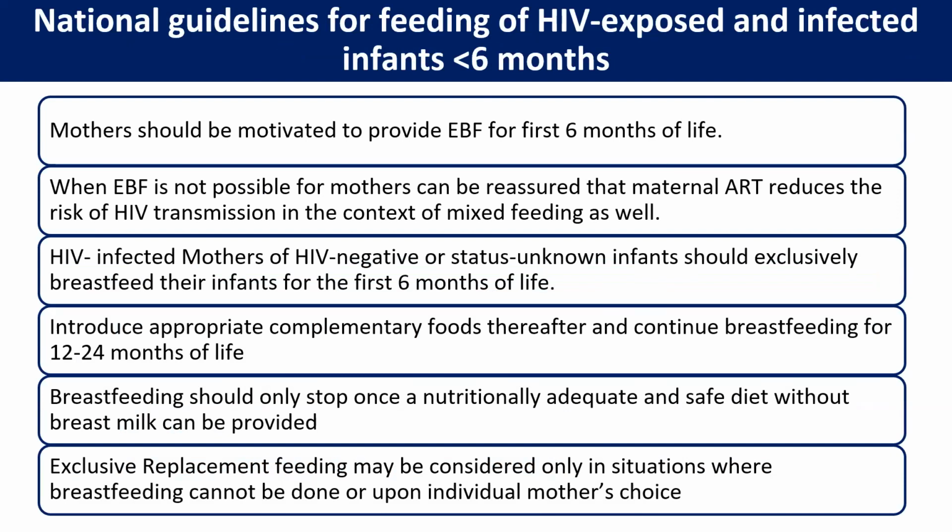Even in normal circumstances, this is very difficult to achieve unless they are motivated. Most of the time, the families opt for mixed feeding by around 2 to 3 months of age because of ignorance and lack of proper counseling. So we should always motivate them with every visit. We need to talk to them about the importance of exclusive breastfeeding with respect to maternal and infant nutrition and immunological advantages, all those things. When exclusive breastfeeding is not possible for mothers, they can be reassured that maternal ART reduces the risk of HIV transmission in the context of mixed feeding as well.